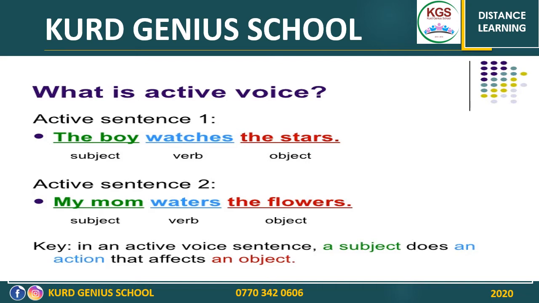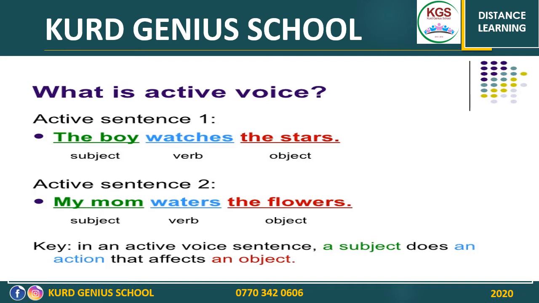Another example we have, my mom waters the flowers. My mom is the subject, and this sentence is active. Why? Because we have the subject, and the subject is the doer of the action of the verb. It's the subject that does an action, that's the action of watering. And the flowers is object. Why? Because the action of watering is being performed on the flowers. And I explained this in detail in the previous lesson.